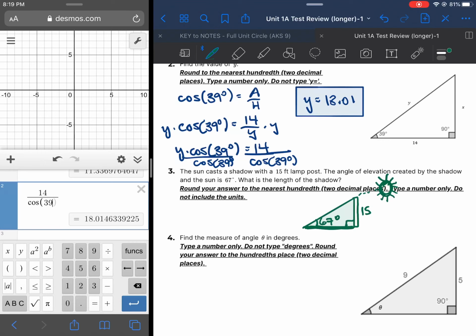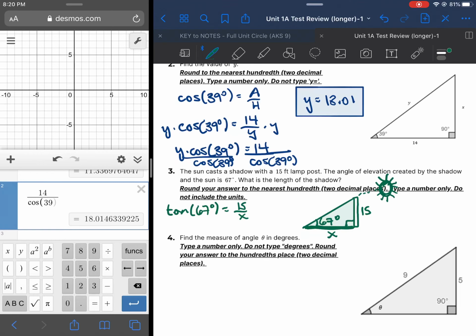Okay, we're trying to find the length of the shadow. I'm going to call that x. So notice that relative to the 67 degrees, 15 is the opposite and x is the adjacent. So the tangent is the trig function we want to use, since tangent is the opposite leg divided by the adjacent leg. So we have the tangent of 67 degrees equals 15 divided by x.